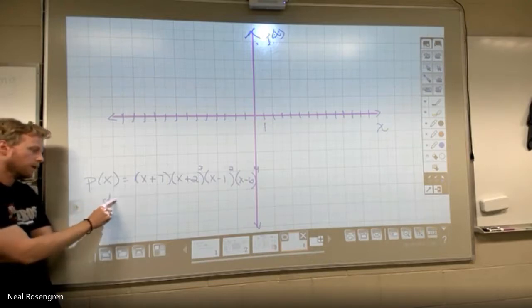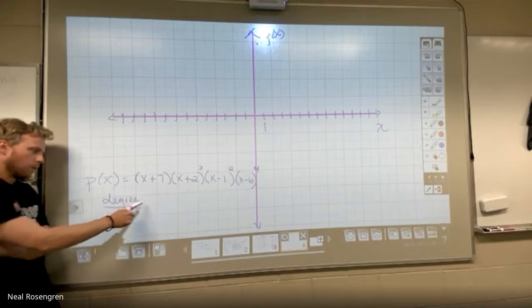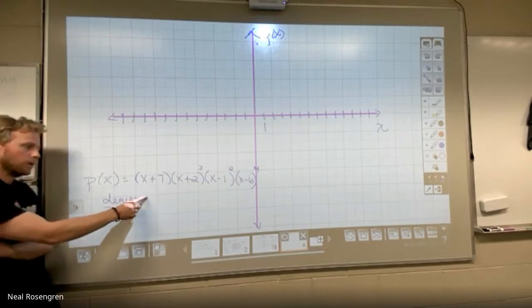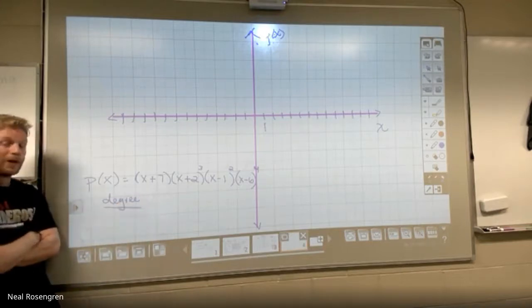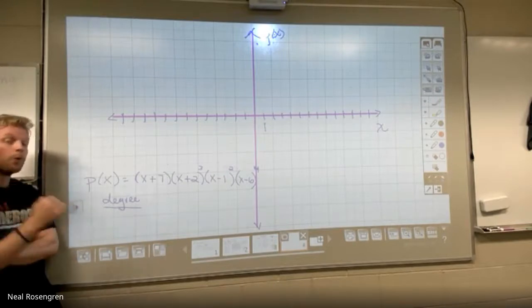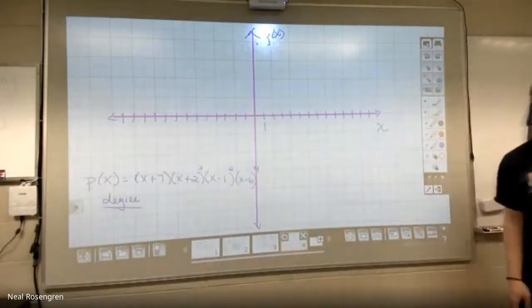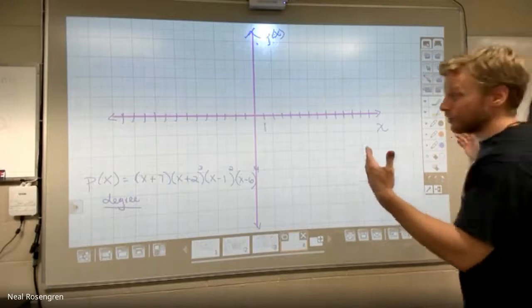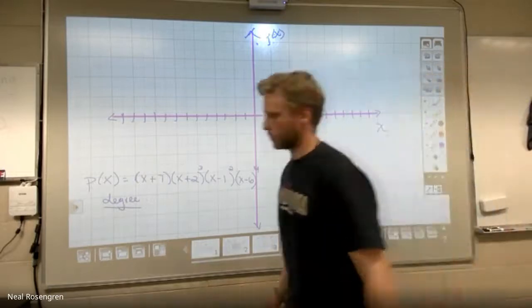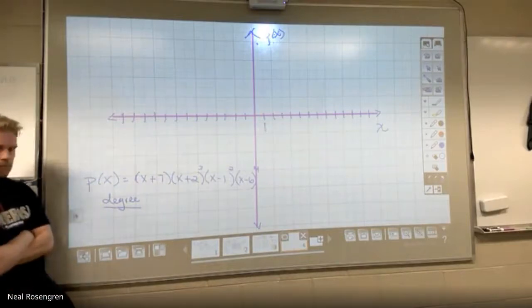I want to hear from you. What is the degree of a function when it's factored? Now, to answer that question, think about what would happen if we multiplied this whole thing out. Because when it's multiplied out and you see the whole thing, then it's just the largest exponent. Add up all the exponents.